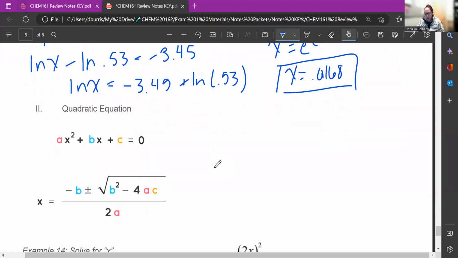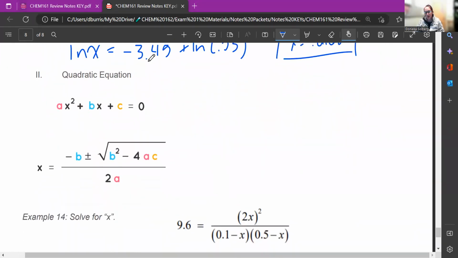Okay. Now you also need to be able to use the quadratic equation or the solver button on your calculator. This is why I recommend using a TI-89. Okay, quadratic equation is just this. If you need it, I will give it to you if you don't remember it. What A, B, and C are is if you have your equation set up in this fashion, A is the coefficient of x squared, B is the coefficient of x, and C is the singular number by itself.